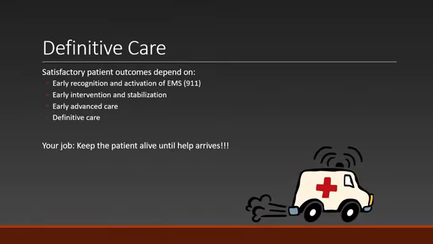Now, in terms of definitive care, remember that once it is beyond our scope, satisfactory outcomes really depend on early recognition and activation of EMS, calling 911 early, getting help there, so that the help can manage the patient. We need to have early intervention and stabilization that get that early advanced care and definitive care. And remember that your job is really to keep the patient alive as best you can until help arrives.